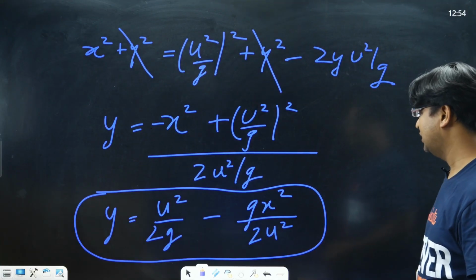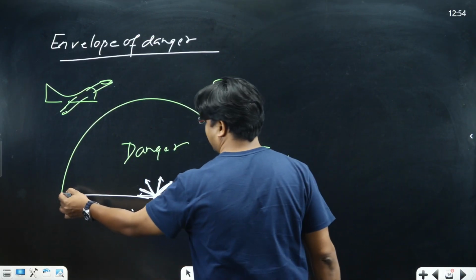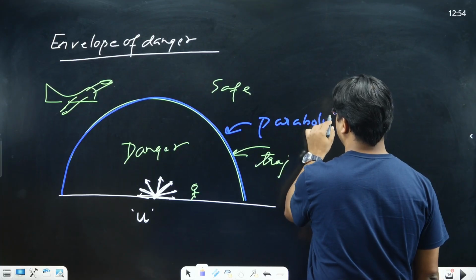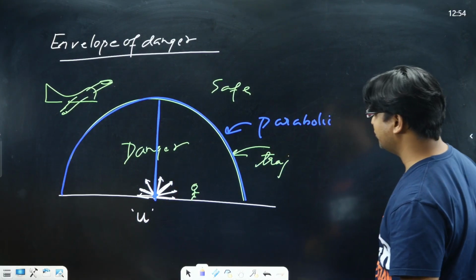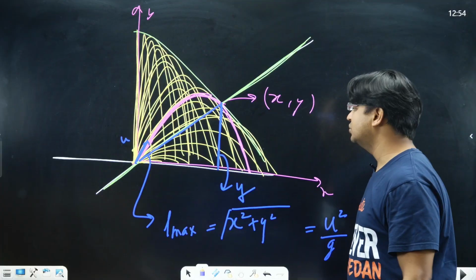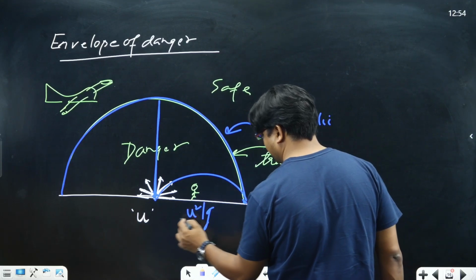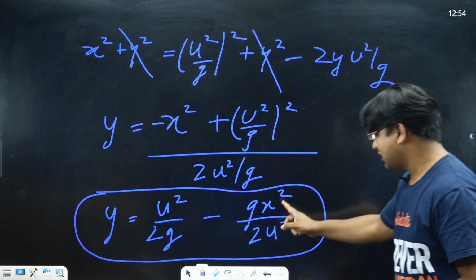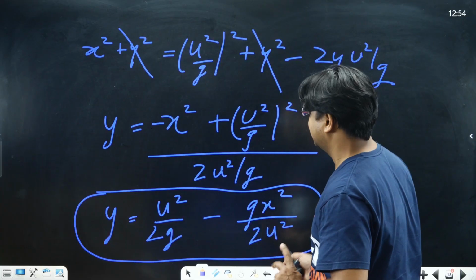Got it? We now see that this is a parabolic equation, so we are now sure that this dome is parabolic. Let's just check one thing. I know the maximum height that we can attain is u square by 2g. If I put x equals 0 in this equation, we are getting u square by 2g. And I also know that the farthest point that we can go is u square by g. So if I put y as 0, we are getting x as u square by g. So this equation is perfect.